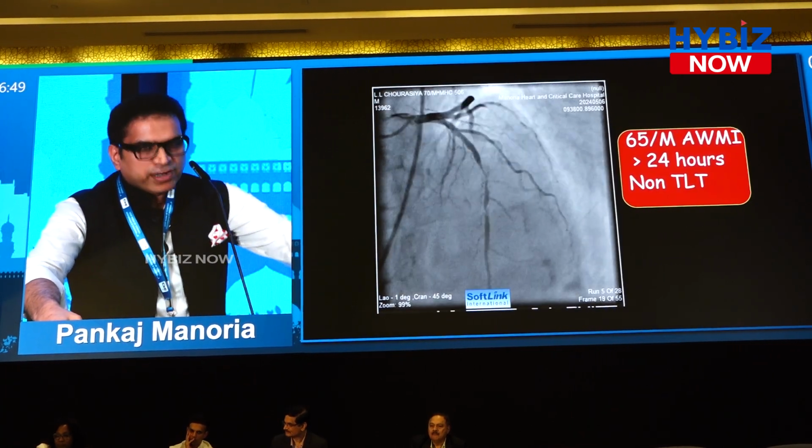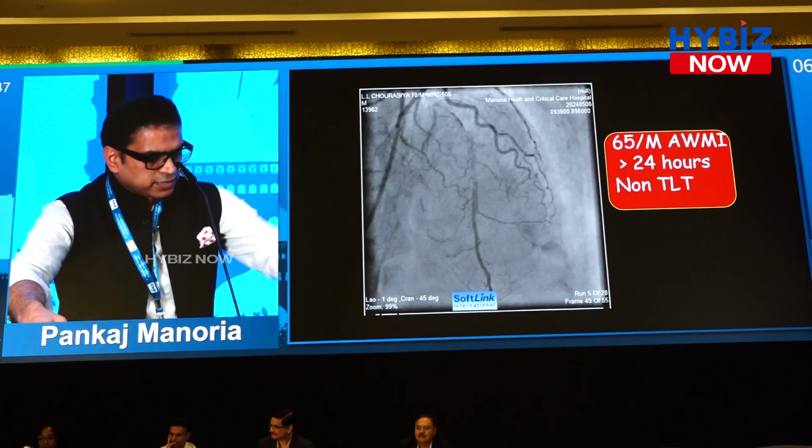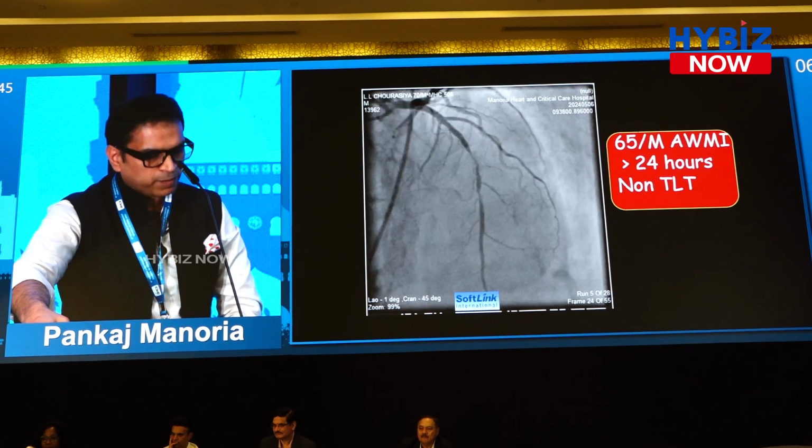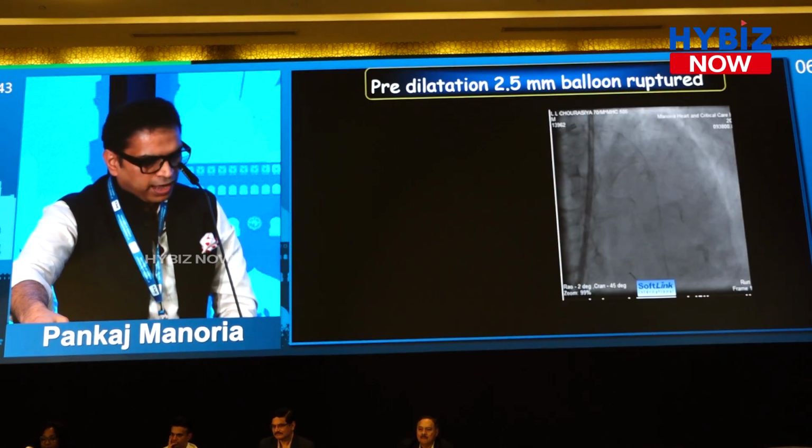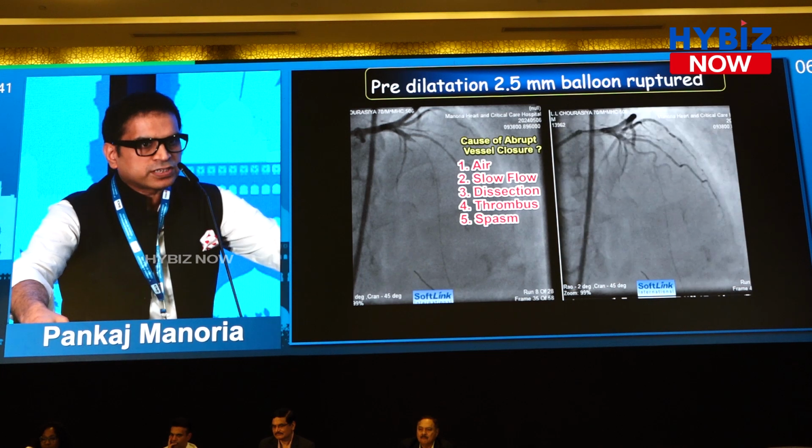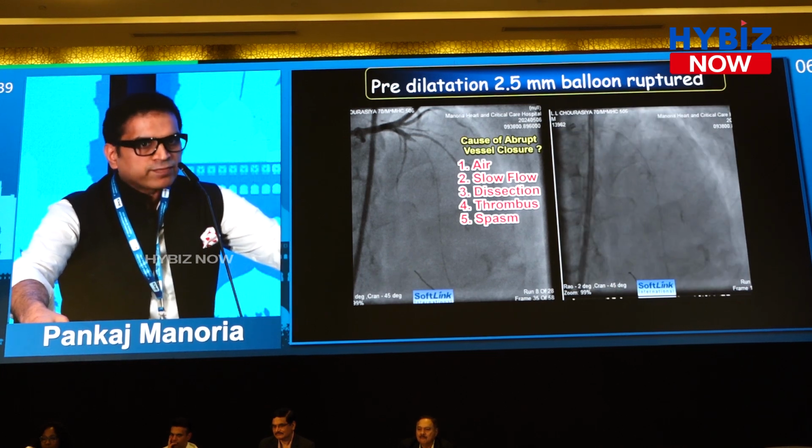This was a case of anterior wall MI, more than 24 hours. This was a culprit lesion. We went ahead with angioplasty. We dilated with a 2.5 balloon. And after balloon dilatation, there was an abrupt vessel closure. So we can have multiple possibilities here.